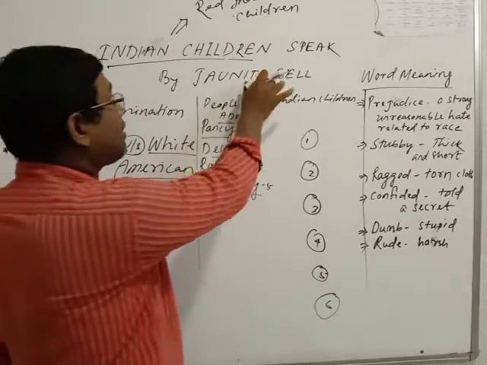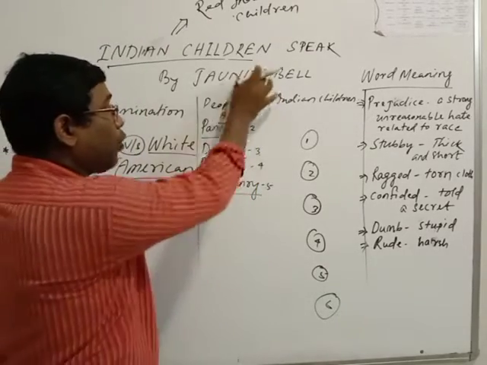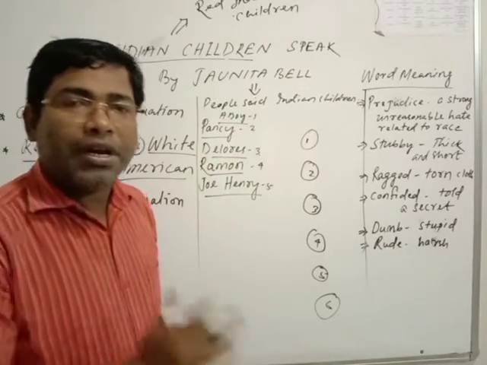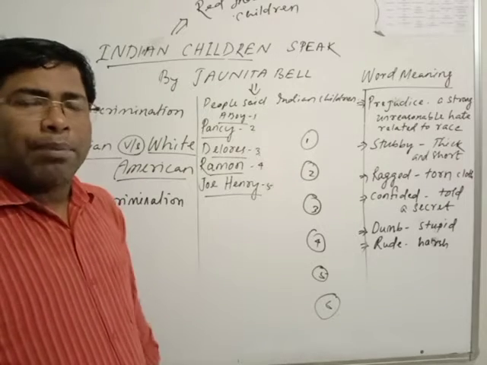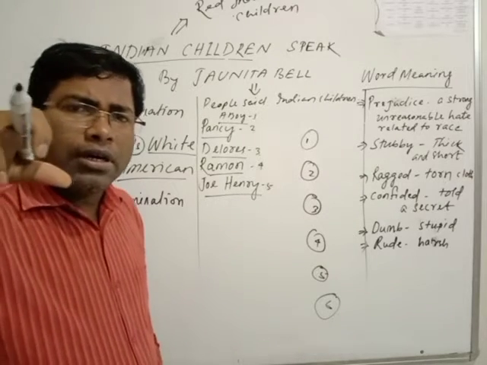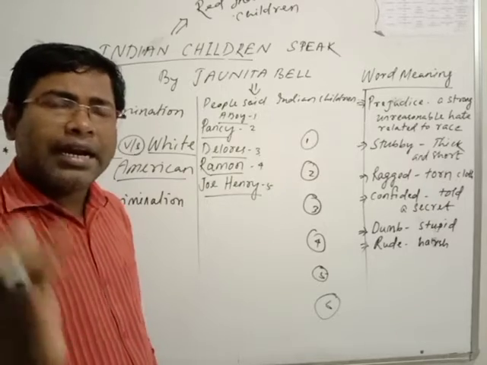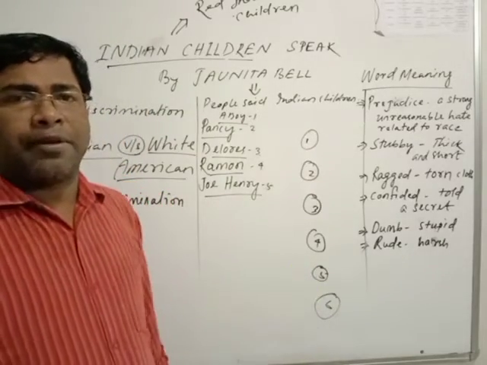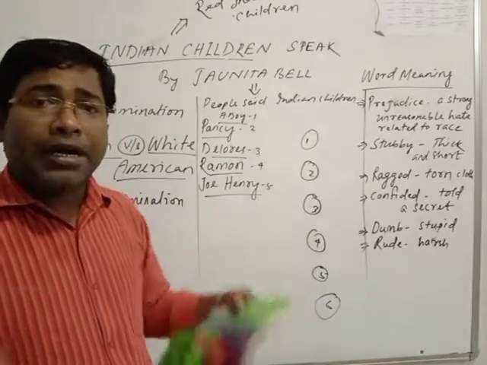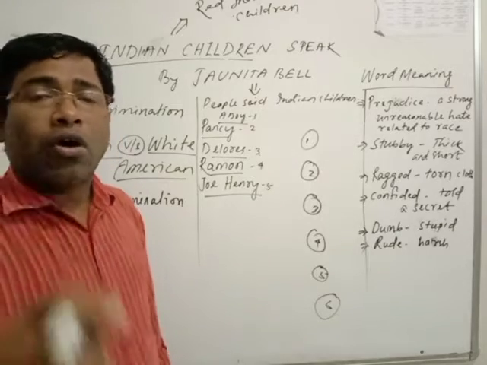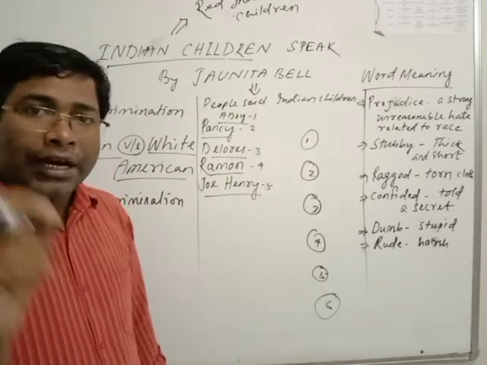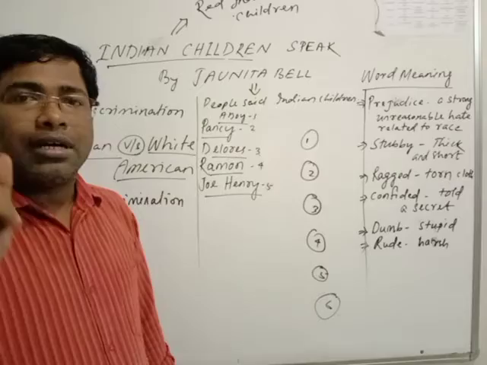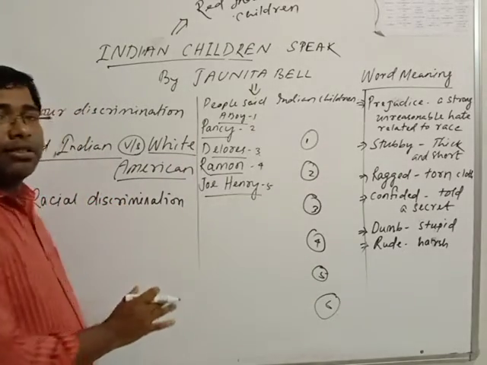Here the poet took a broad-minded attitude, broad-minded thought about these children who are red Indian children. The poet didn't want to dominate or discriminate against the red Indian children. The poet found something extraordinary in them. And the poet wanted to challenge the thought, the ideology, the opinion of the white American, that red Indian children were not like what you were thinking.